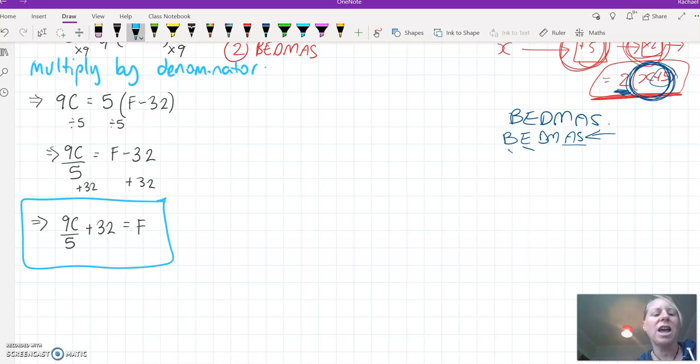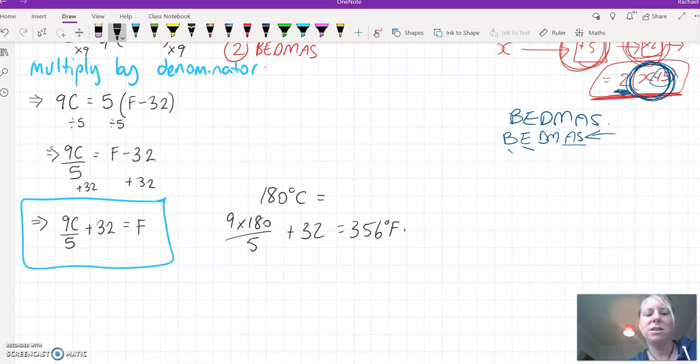So now I could put my 180 degrees in there, and I could do 9 times 180 over 5 plus 32, and that'll tell me how many degrees Fahrenheit 180 degrees Celsius is. Let's do it. I'm going to do it on my calculator now. 9 times 180 equals, divided by 5 equals, plus 32 equals 356. So 180 degrees Celsius equals 356 degrees Fahrenheit.